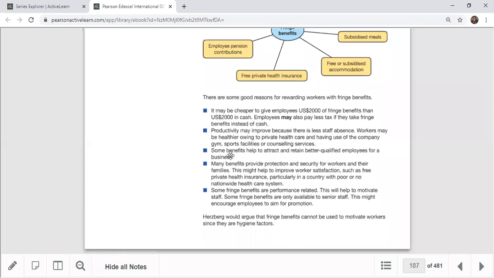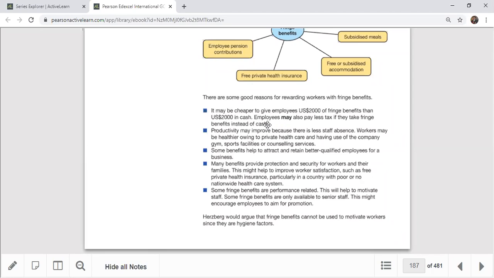So you can see there are some good reasons why rewarding workers with fringe benefits is good, because it may be cheaper to give employees 2,000 in fringe benefits than 2,000 in cash. Why? Because of the tax system. In every country there is a tax system, right? If you are giving workers money, you always have to pay some income tax, right? Withholding taxes are there. Therefore, it's better to give some kind of fringe benefit, because fringe benefits you can't tax. That's a very important advantage.